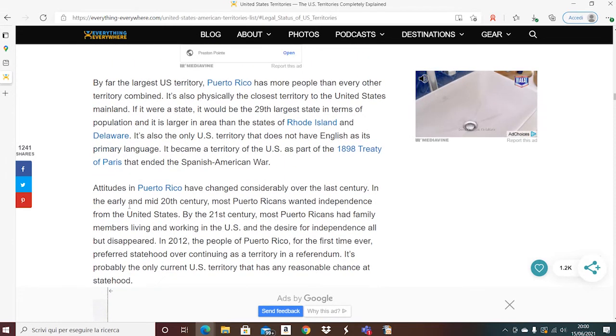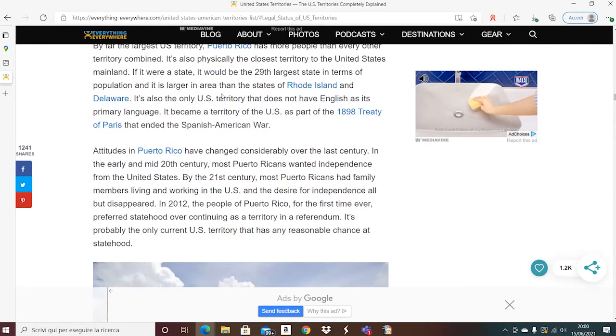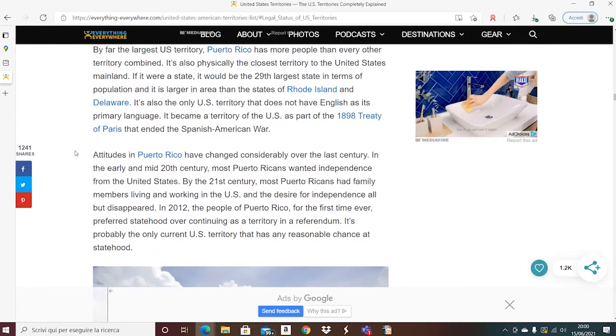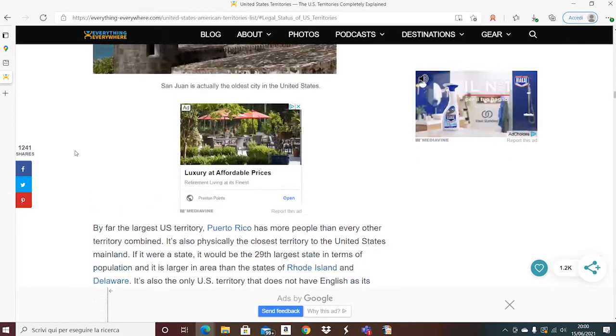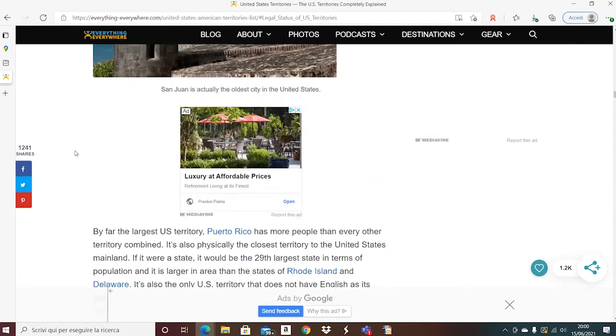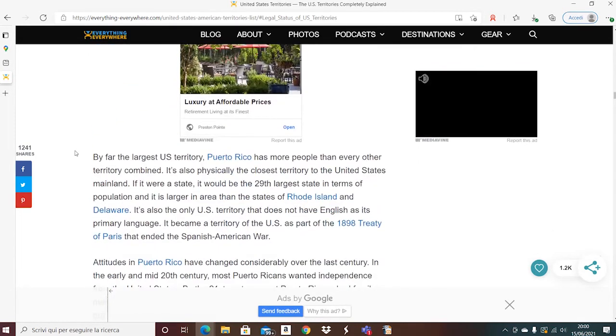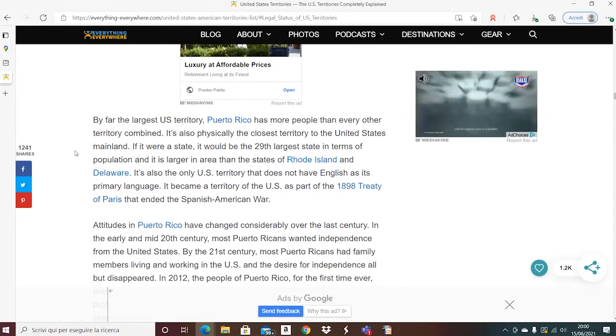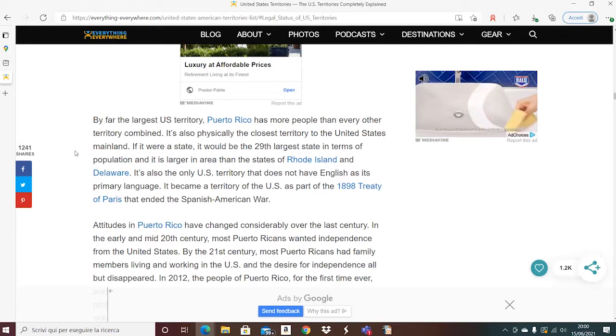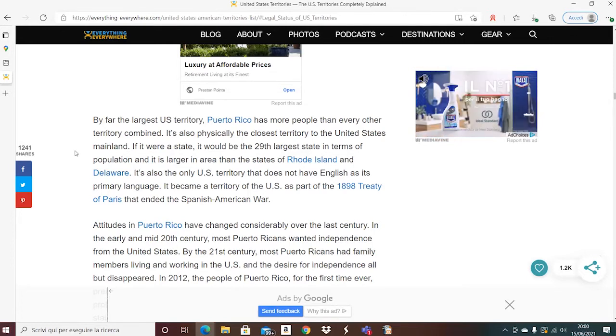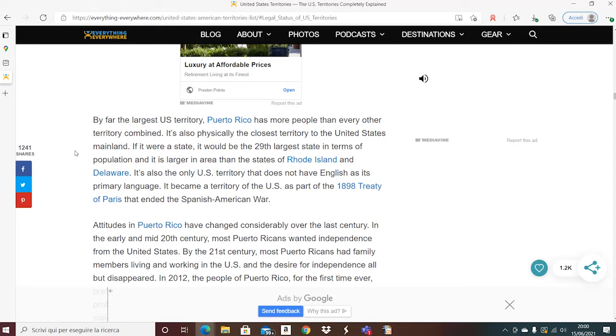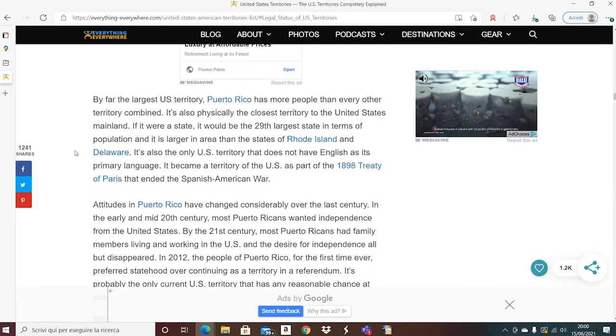Is there any word you don't know here? Anything you don't know? Statehood. Oh, yes. I guess we don't have a word in Italian, but it's like existence as a state.